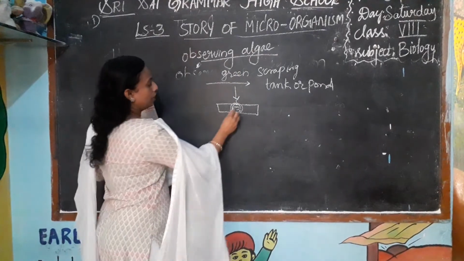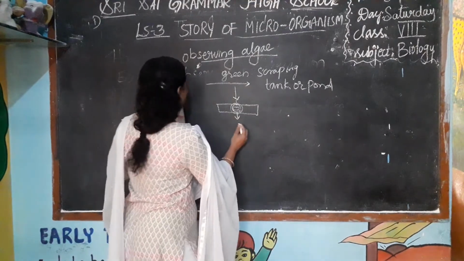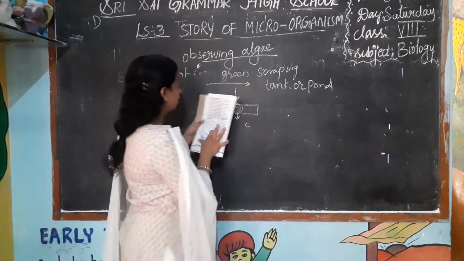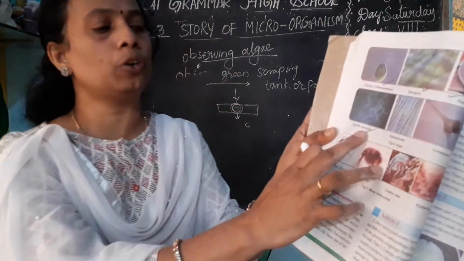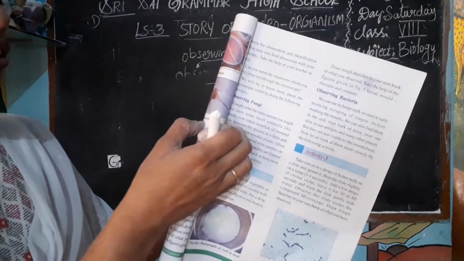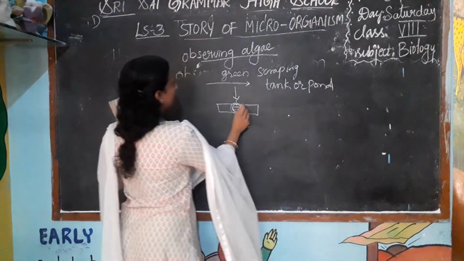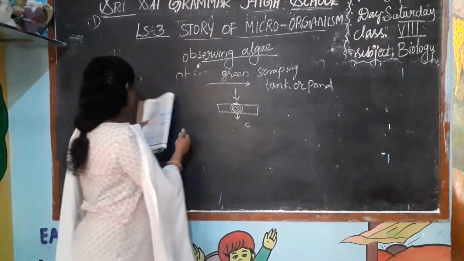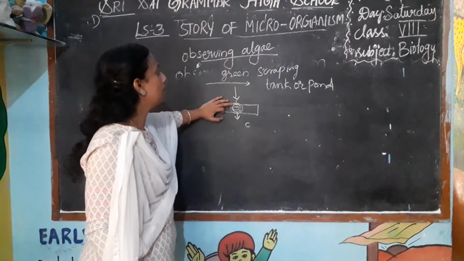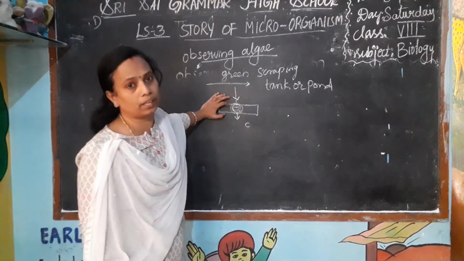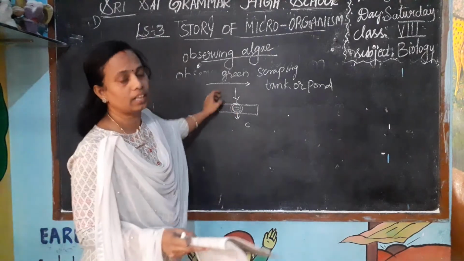When you see under the microscope, we can see here in the picture, algae. You can see the Spirulina, or Closterium also, or Spirogyra. You can see this type of algae under the microscope. They can be observed only through a microscope. Only some of the algae we can see with our naked eyes.